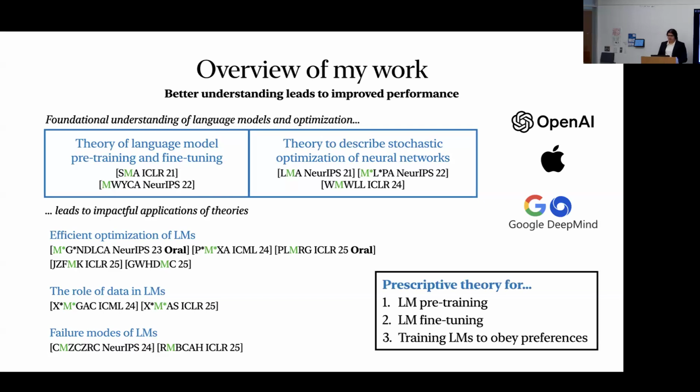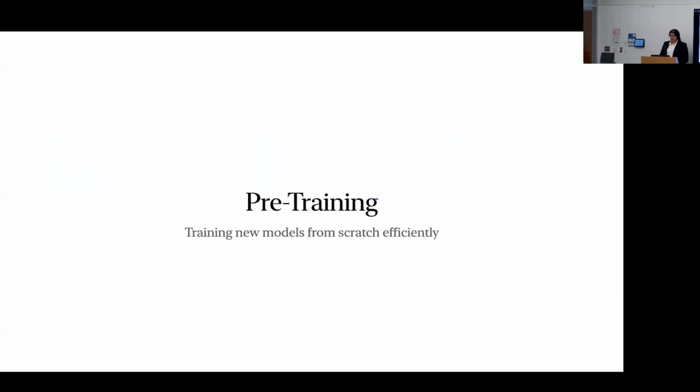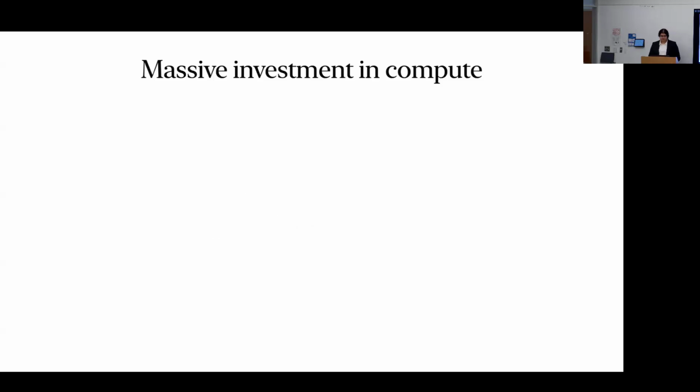Today's talk will focus on 3 stages where I'll develop a prescriptive theory for pre-training, fine-tuning, and also training language models to obey human preferences. So let's take a look at pre-training, where our goal is to train new models from scratch efficiently.